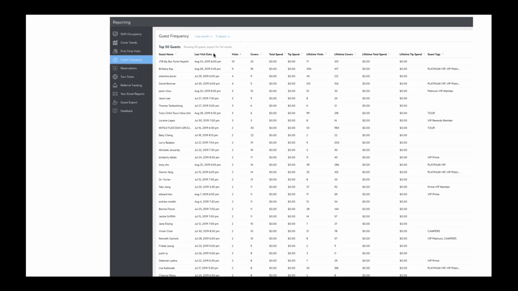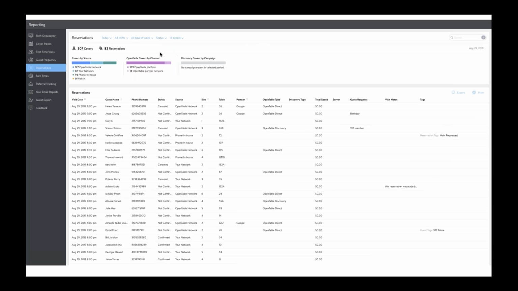So this is a great way to show who your big spenders are, when they are coming to spend, and how often they are coming to spend at your restaurant. So you can utilize this information, and you can even do this for last year or something like that.